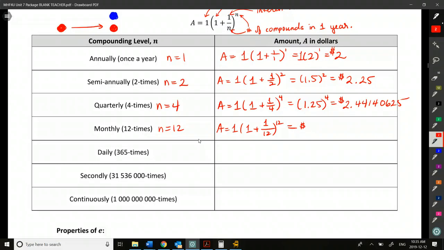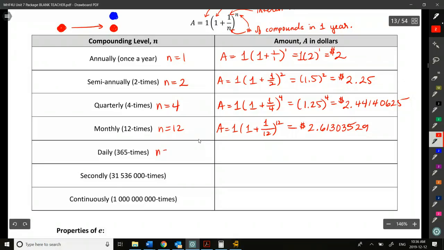What'd you get, Alexandra? 3.6, no, 2.61. Is that what you got, Annika? Yeah. Okay, give me some more decimals though. 2.613.03529. Okay, great. So we've got about $2.61 if we compound 12 times a year.